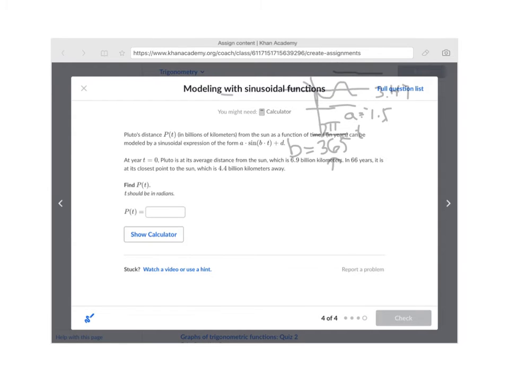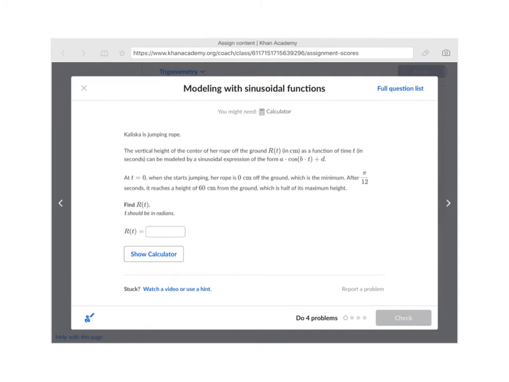So I guess I gotta do some wholesale erasing here. Here's another sample. This one has cosine. I figure I'll include one with sine and one with cosine. So anyways, it says Kaliska, or however you pronounce the name, the vertical height above the center of the rope, r of t is a function of time, can be modeled by the sinusoidal function.